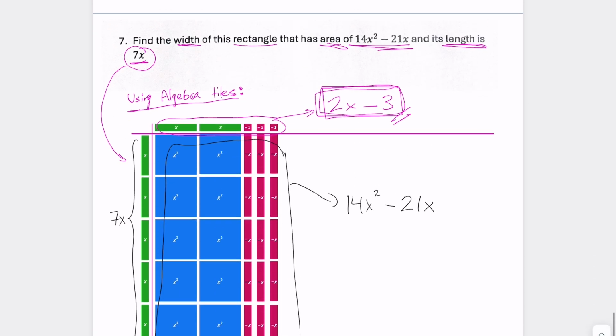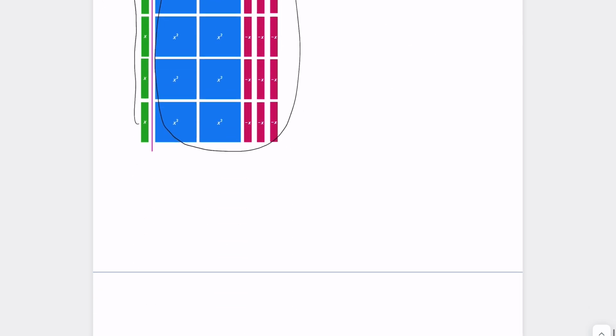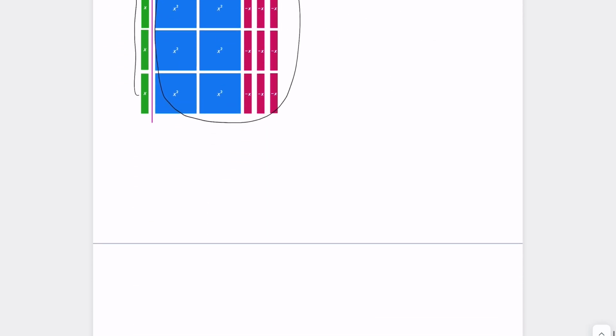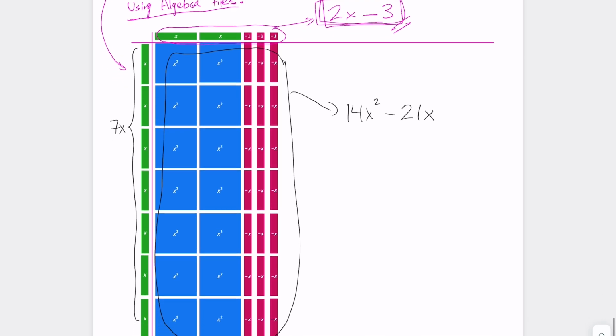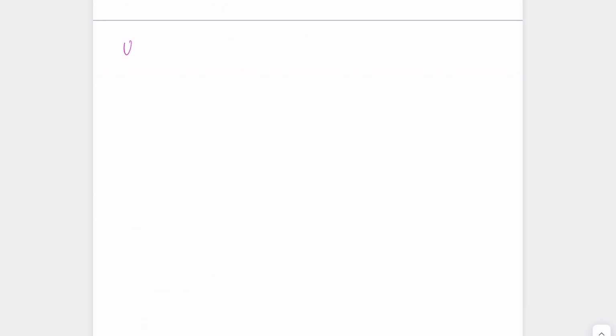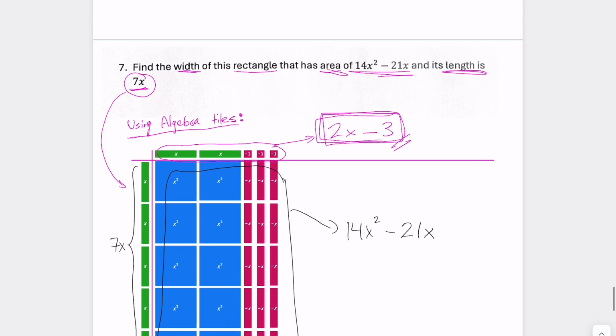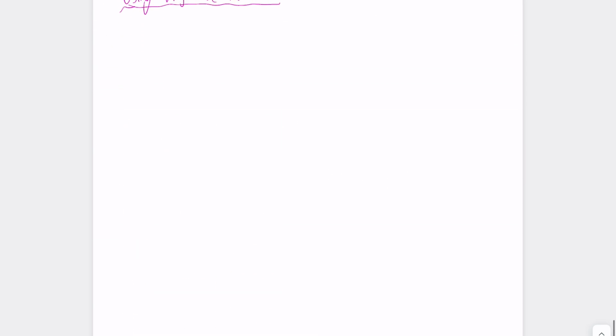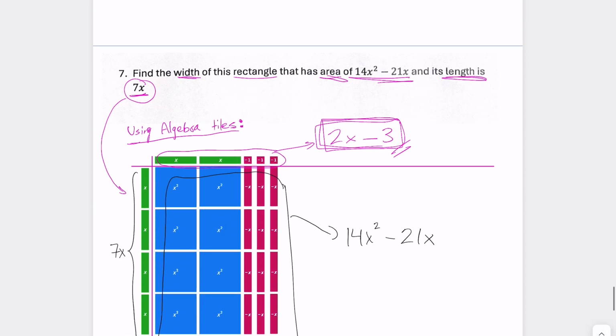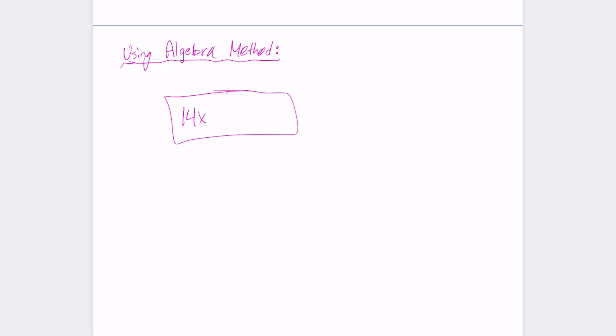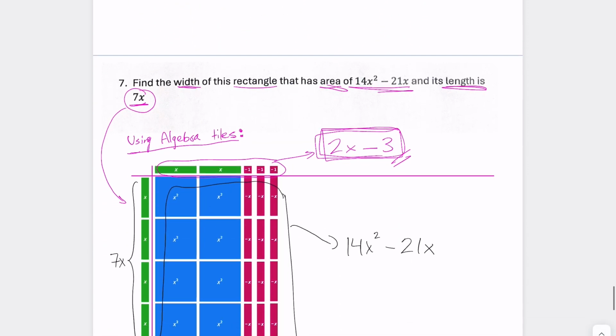The next logical type of question or phase to this, the last little piece, is to verify this again, to do this using the pure algebra method. So I'll just do that here using the algebra method. And that goes right here. So again, the question is area. So I will draw my little rectangle here. And then the area I have is 14x squared, and then I have minus 21x.